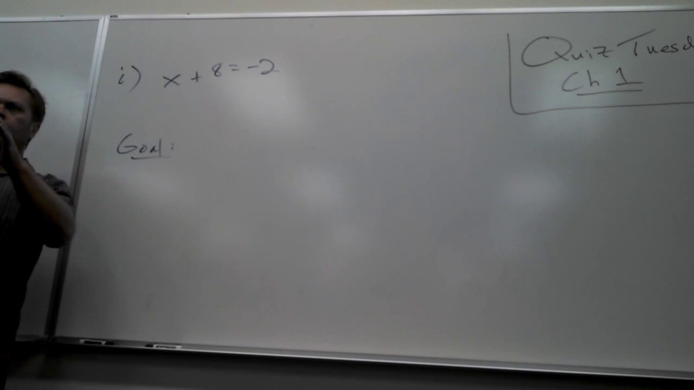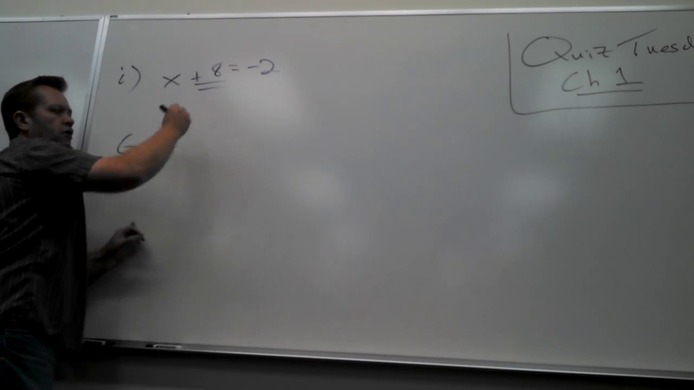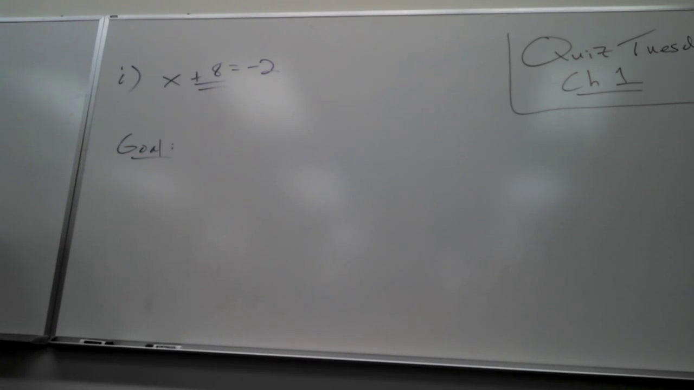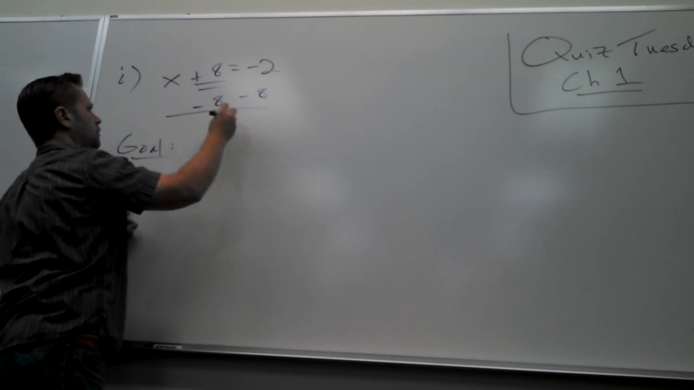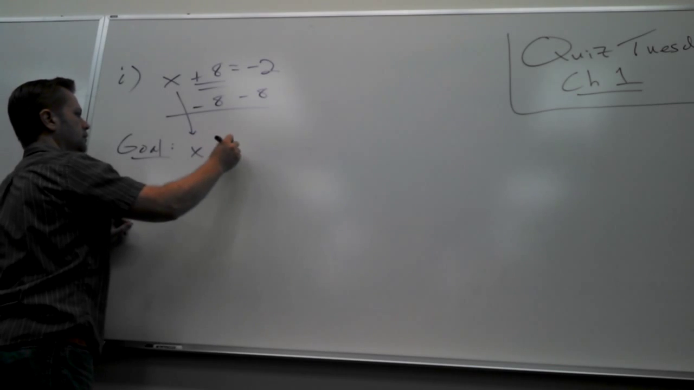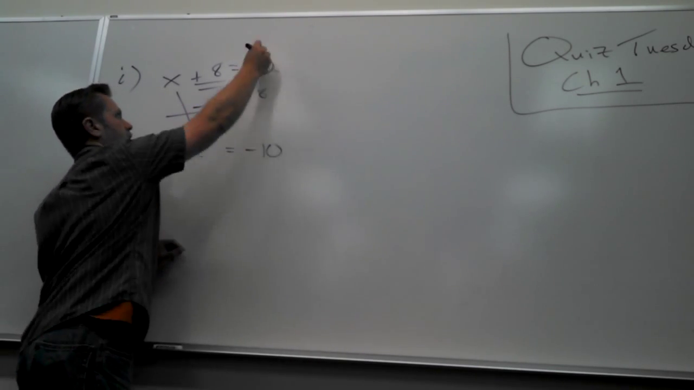So very often you heard, get all your x's on one side, get all your numbers on the other side. No matter what, as you go through your math career, you're going to learn much more complicated operations than addition. But every time you have an equation that's got some complicated function in it, what are you going to do? You're going to do the opposite of that function. So if I have addition, I'm going to subtract. So then I'll get x equals negative 10. Yeah, negative 10.